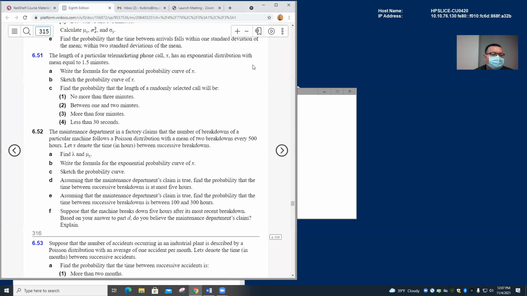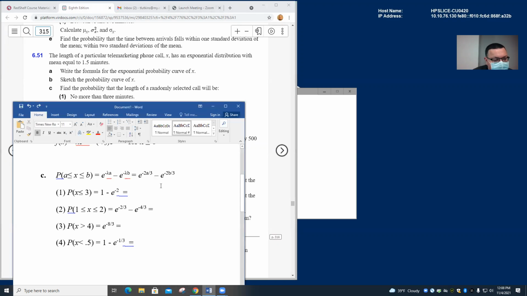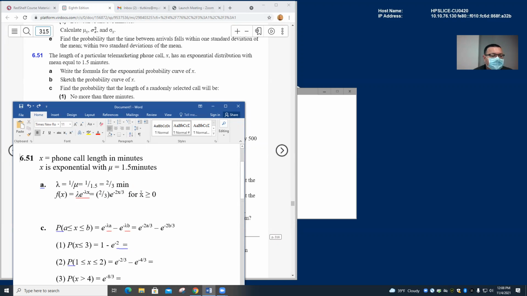We're looking for the length of a particular telemarketing phone call, X, as an exponential distribution with mean equal to 1.5 minutes. So it wants us to write a formula for part A. Since we know that we're going to need lambda, lambda equals 1 over the mean. And we know our mean is 1.5. So lambda equals 1 over 1.5, which equals 2/3 of a minute.